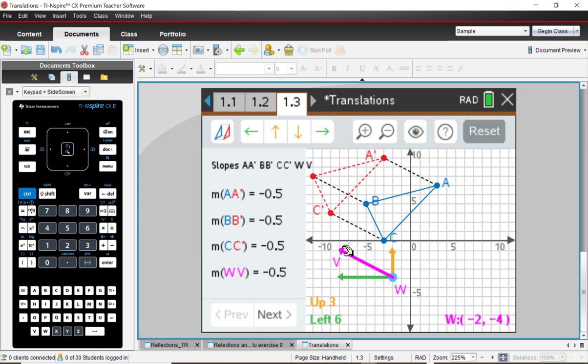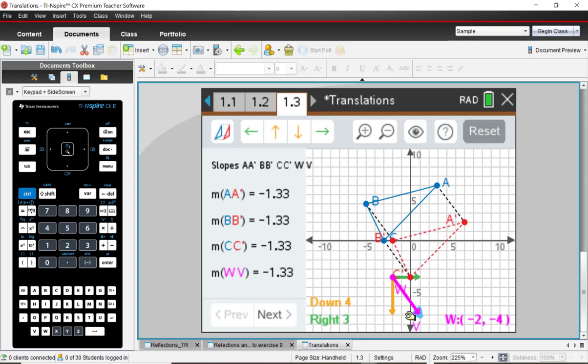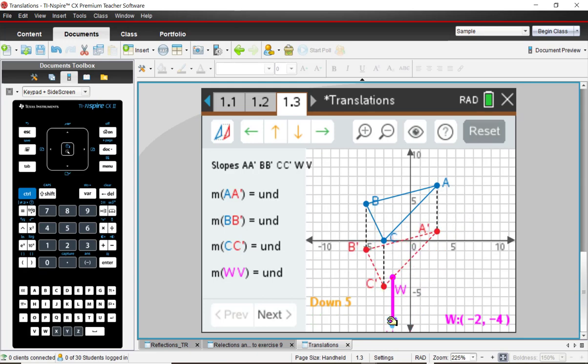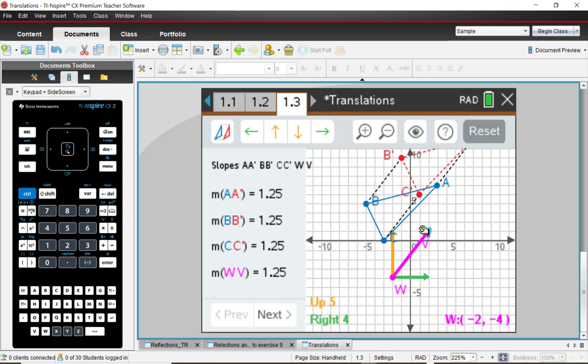And also one last thing is you can grab the end of the vector and pull it. And notice what it does. It changes the slope. But notice that those connected segments always have the same slope, even when it's undefined. So this concludes video 5.